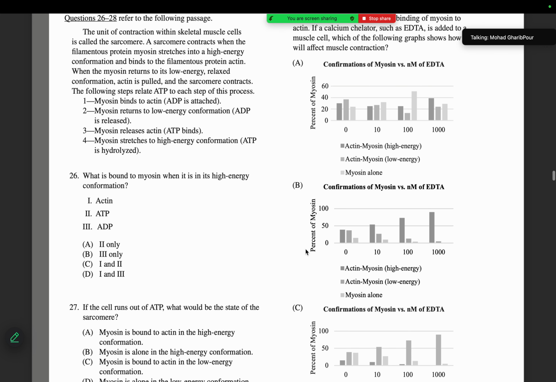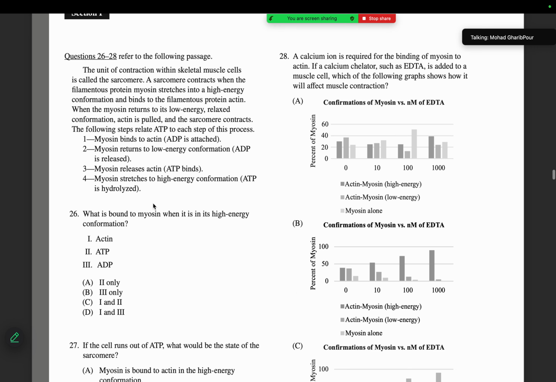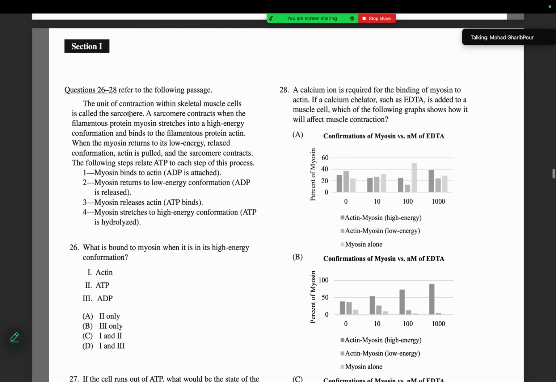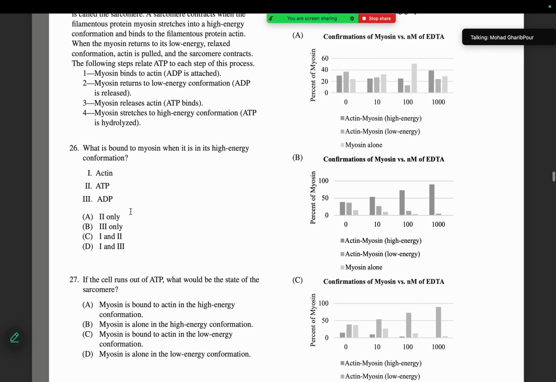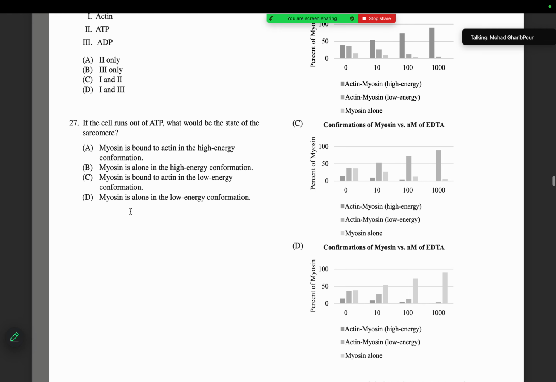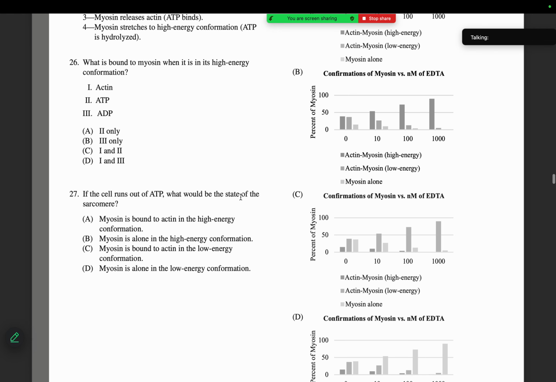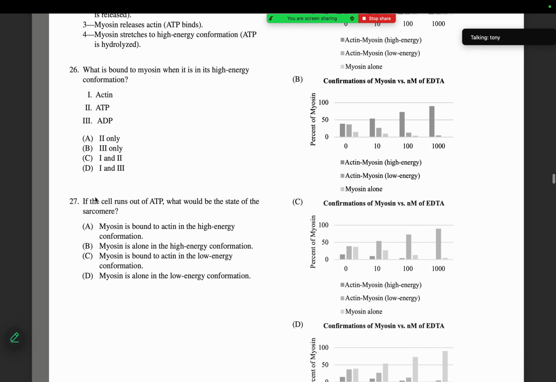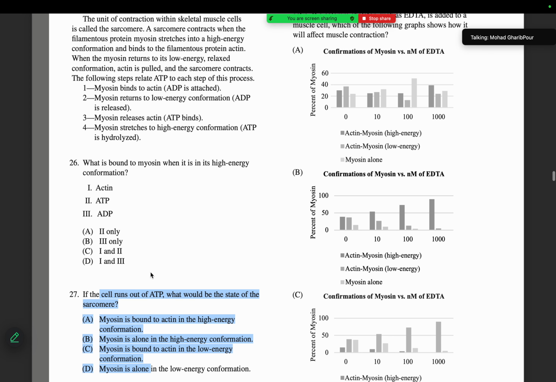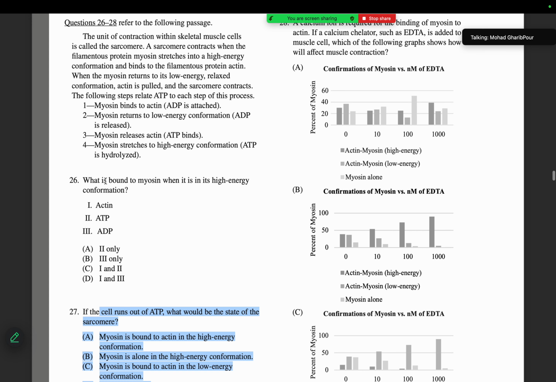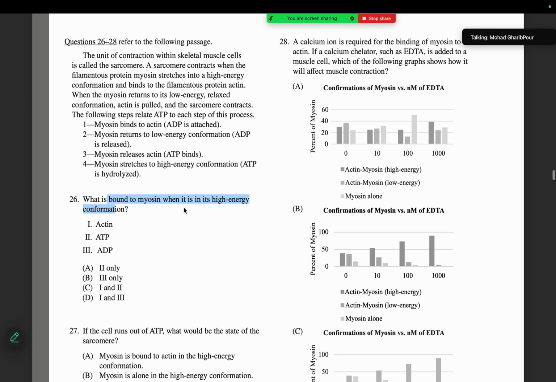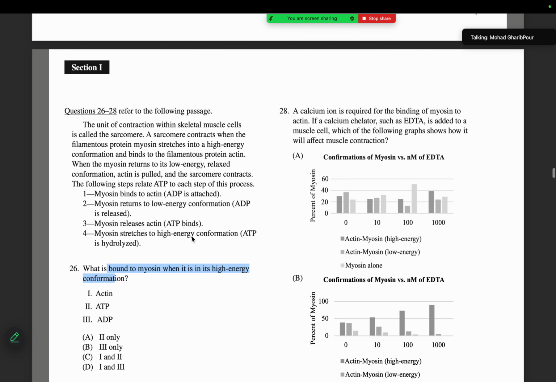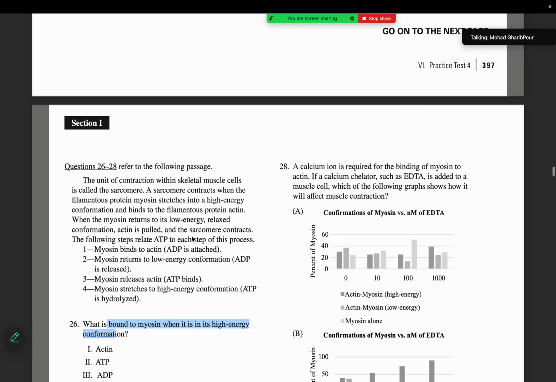26, 27, 28. So the unit of contraction within skeletal muscle cells is called the sarcomere. I don't think you need to know any of that. So we can skip 26, 27, right? Yeah, you can definitely skip that one. What is bound to myosin? Skip that one. And then 28.